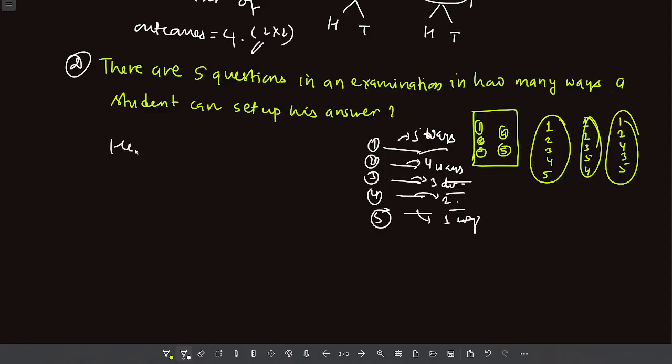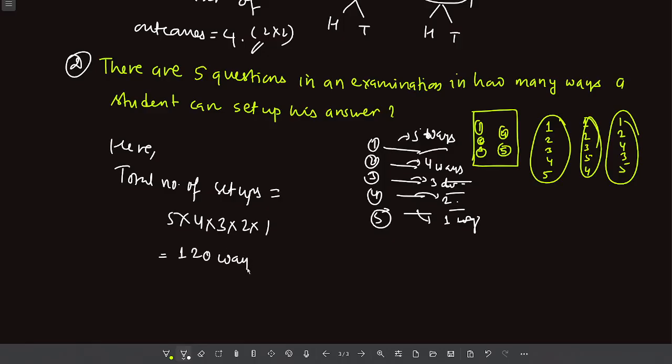So here the total number of setups equals 5 times 4 times 3 times 2 times 1. 5 times 4 is 20, 20 times 3 is 60, 60 times 2 is 120. 120 ways. This is our answer.